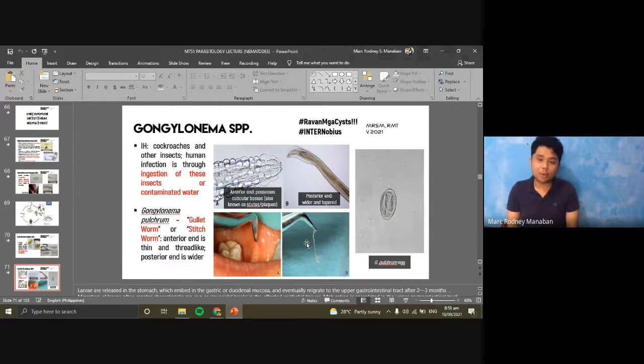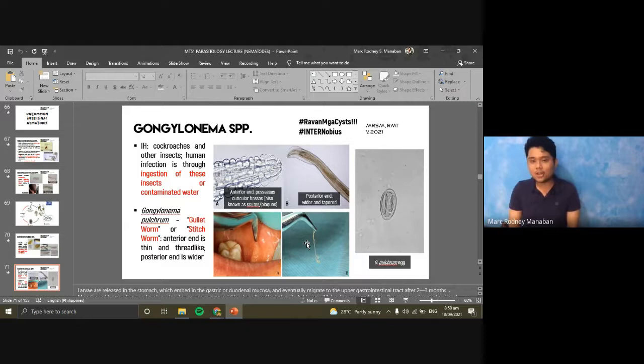And the intermediate hosts are cockroaches and other insects. Now, humans accidentally acquire it either from ingestion of these insects or possibly contaminated water. So, ew. For example, small cockroaches or beetles or other insects get into the food, you don't see them, and you eat them as well. Ayan. Alright, okay.